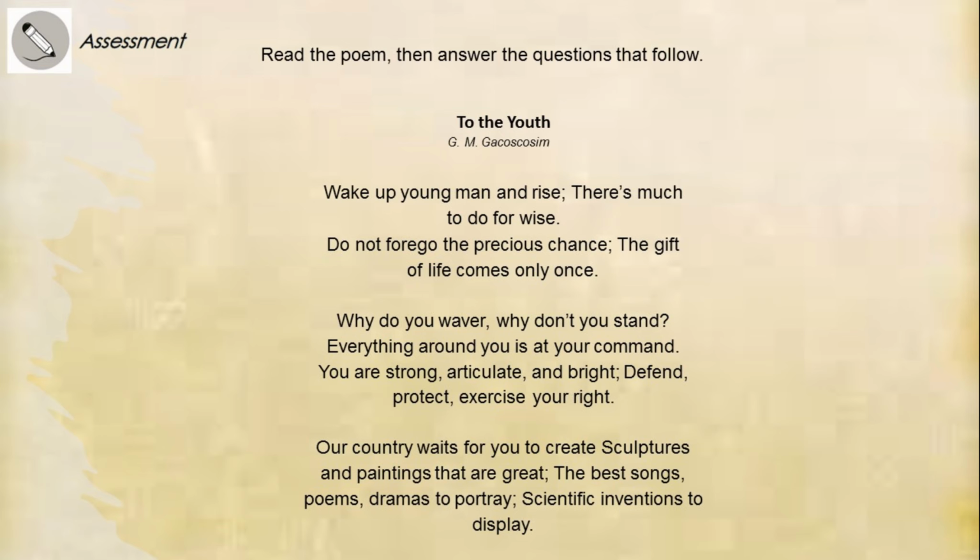Everything around you is at your command. You are strong, articulate, and bright. Defend, protect, exercise your right. Our country waits for you to create sculptures and paintings that are great. The best songs, poems, dramas to portray. Scientific inventions to display.